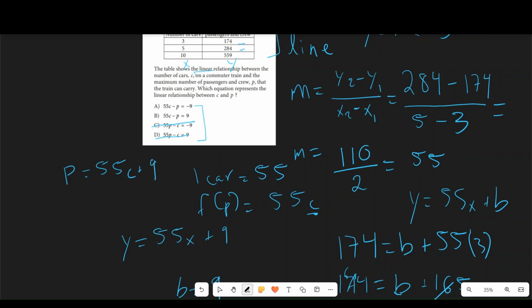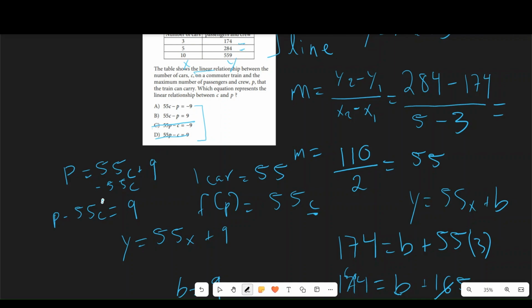Now, you might be wondering, okay, we have this equation. How do we make it into one of these answers? Well, we just have to bring the variables over to one side and see what our equation looks like when we do that, right? Because in the answers they give us, all the variable terms are on one side. So you just get a minus 55c on both sides, and then we get p minus 55c is equal to 9, right? Still not exactly looking like any of the ones we have here.